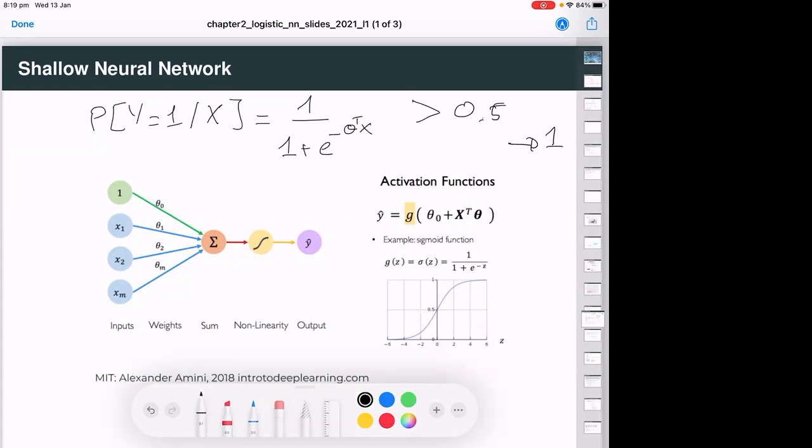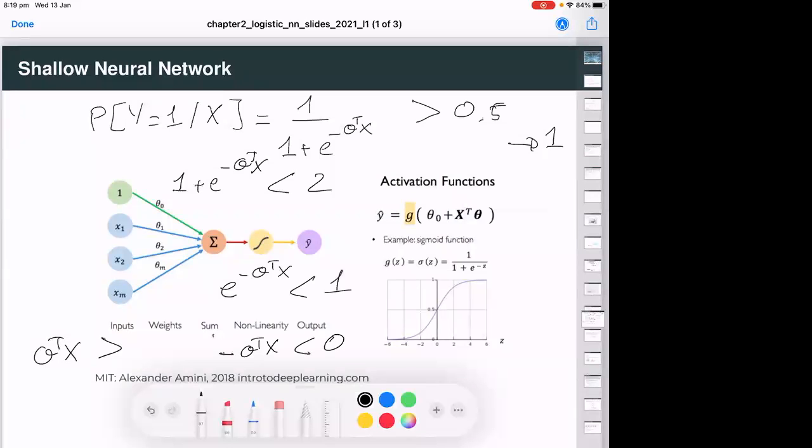1 over (1 plus exponential of minus x) is greater than 0.5 when 1 plus exponential of minus x is lower than 2. That means exponential of minus x is lower than 1. This holds when minus theta transpose x is lower than 0, that is, when theta transpose x is greater than 0. Make sense? So this is my decision: it is when this linear predictor is greater than 0.